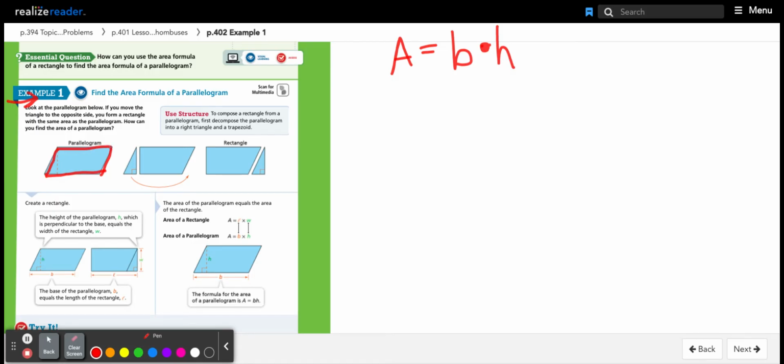Now, what they're saying that we can do is we can move this triangle, the triangle that I colored in red, and what they're going to do is move it over here. So you might notice that once they move the triangle, it does form a rectangle. And so that proves to us why we are able to use the area formula for a rectangle to help us find the area of a parallelogram.